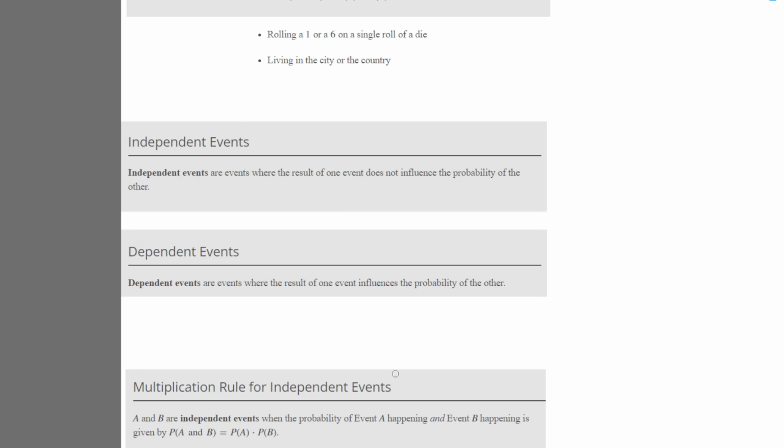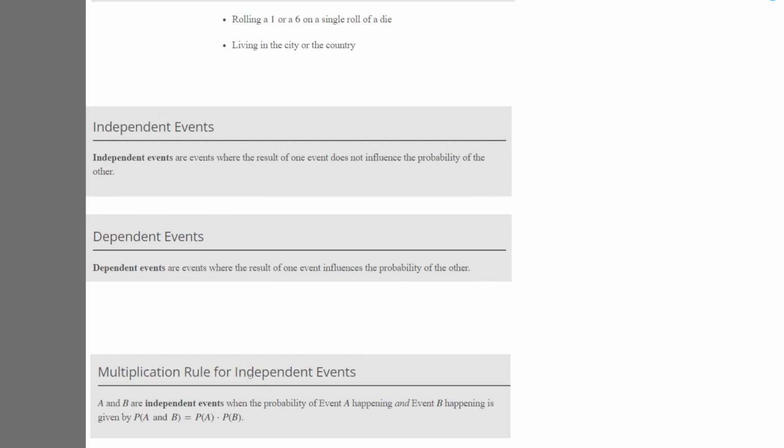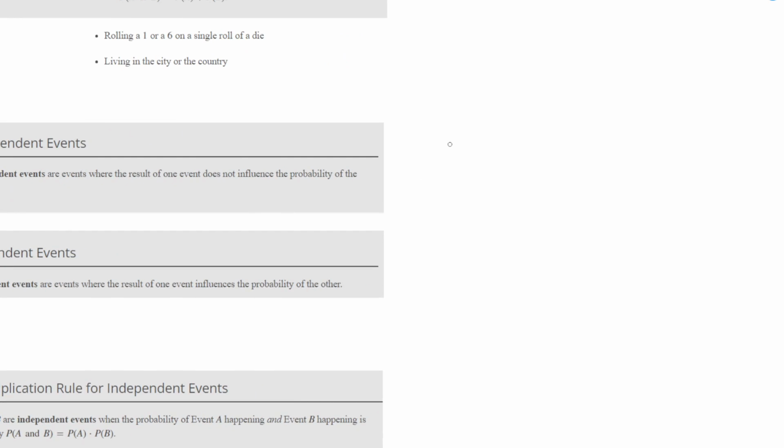Independent events are events where the result of one event does not influence the probability of the other. So for an example, if you roll a 1 on a dice, you still have a chance of rolling a 1 the next time you roll.